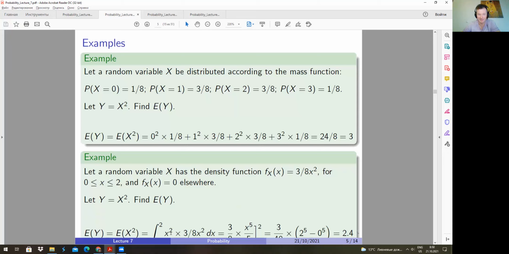So I plug x squared inside my integral here. And then I do the same operations as before. So I take 3 over 8 out of the integral sign here. I take the integral of x to the power of 4, which is x to the power of 5 over 5. And then I calculate this, which is going to be 2.4. So I will try to correct the slides before uploading them to the Electronic University. Don't worry, you will get the correct version.